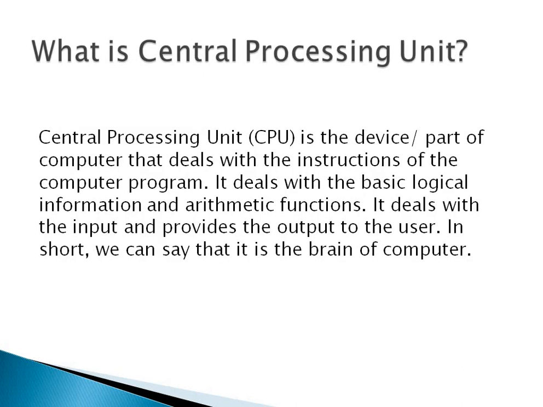The central processing unit. Central processing unit is the part of computer that deals with the instructions of the computer program. It deals with the basic logical information and arithmetic functions. It deals with the input and provides the output to the user. In short, we can say that it is the brain of the computer. So this is the unit where all the mathematical and logical operations are completed. So it is called the brain of the computer.